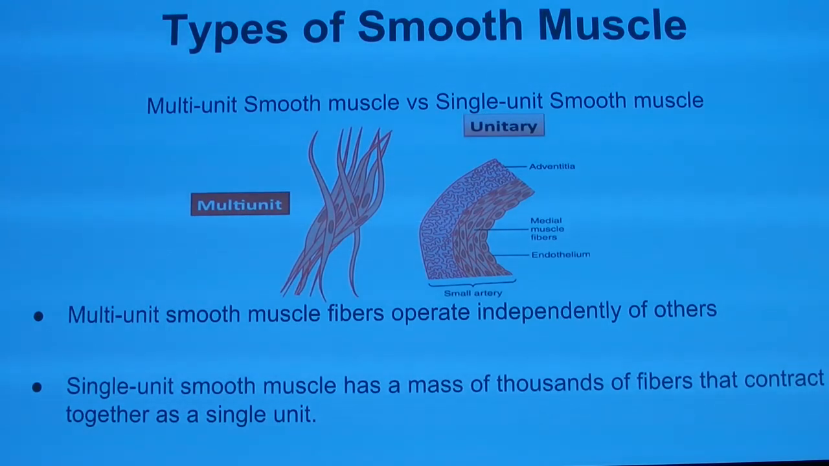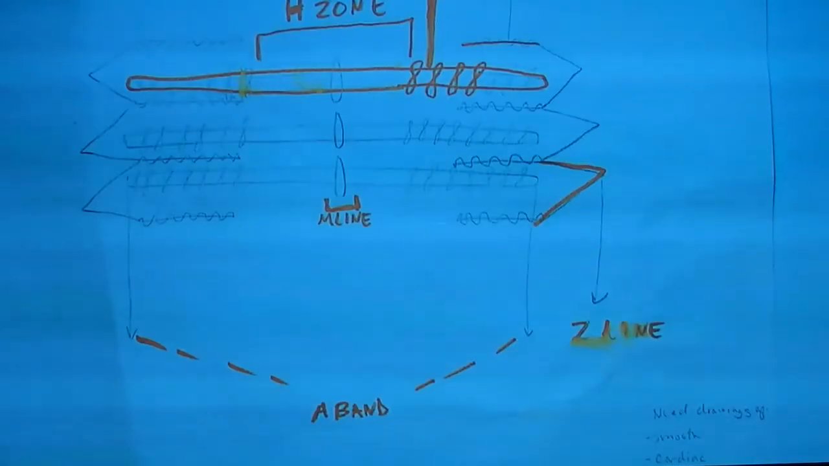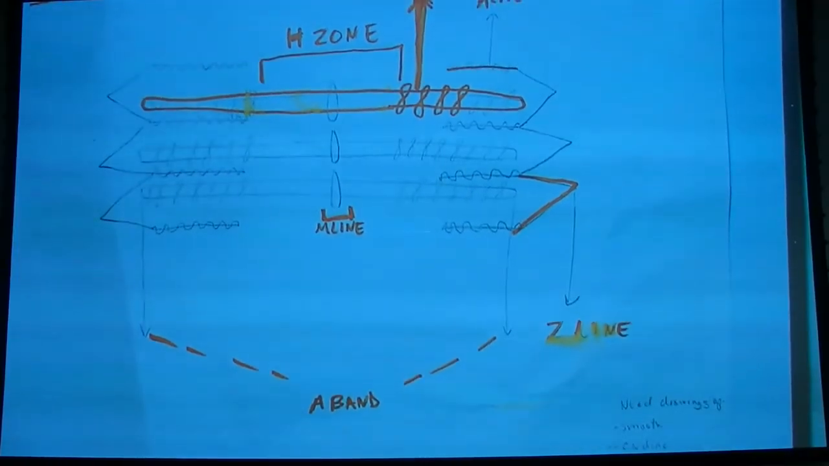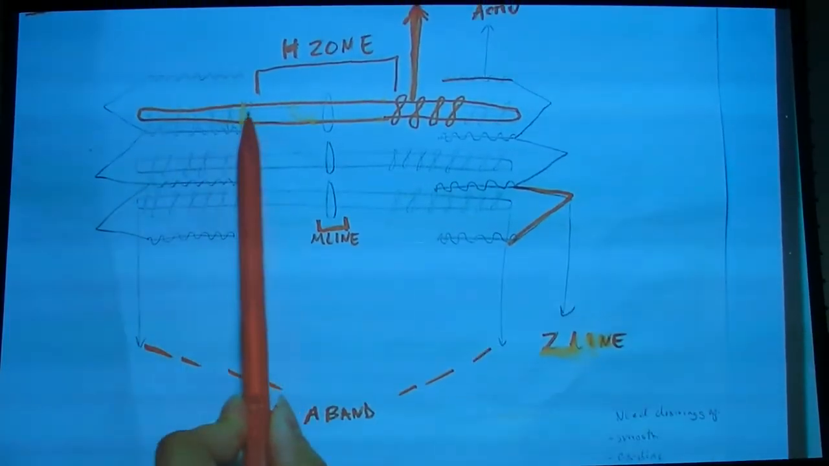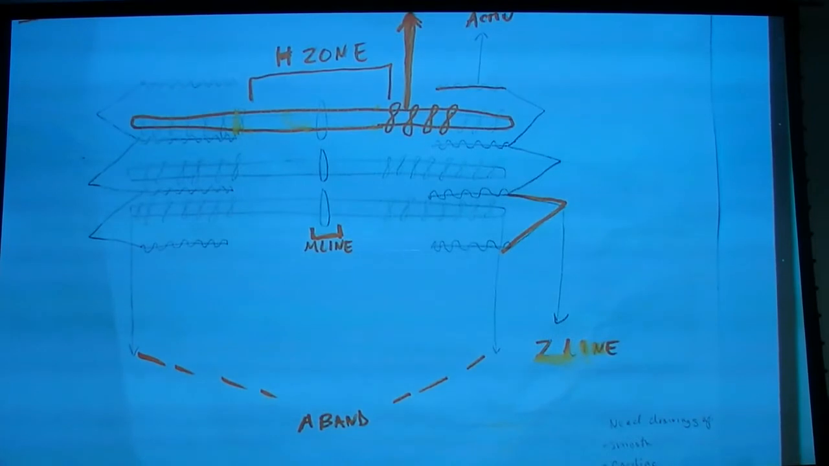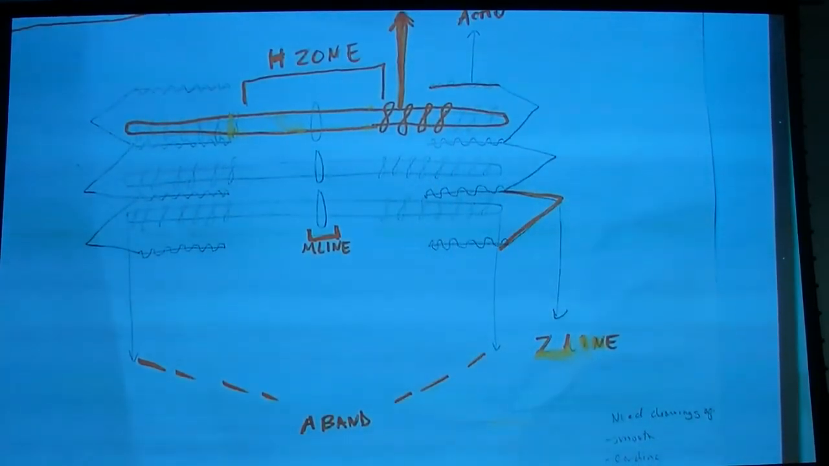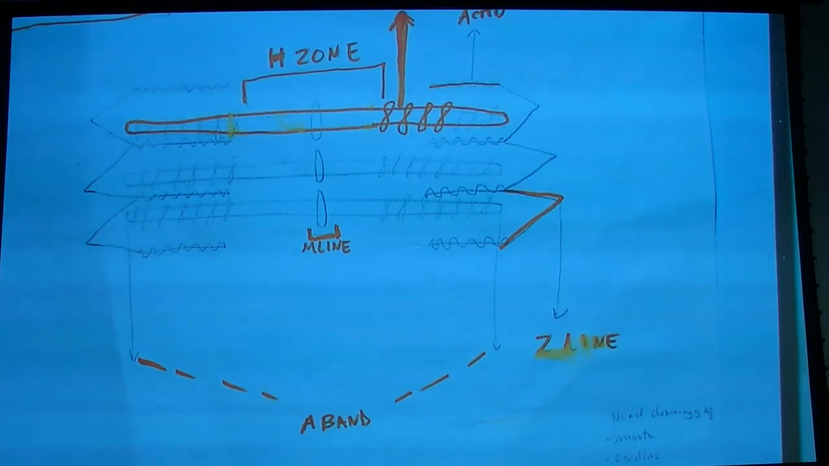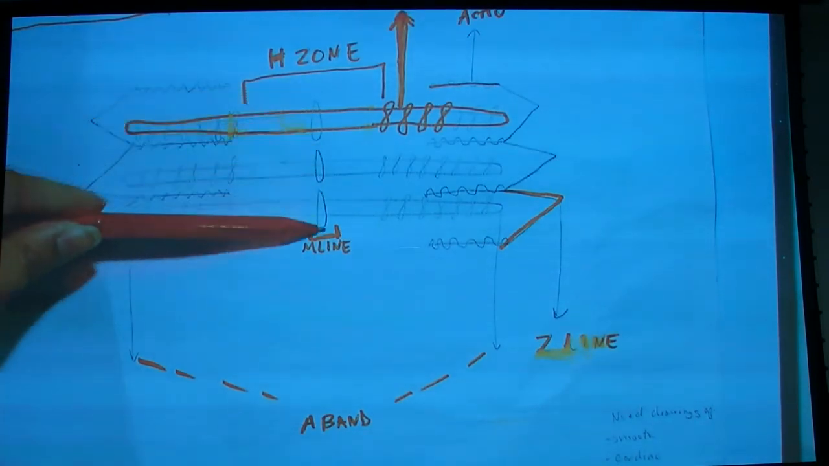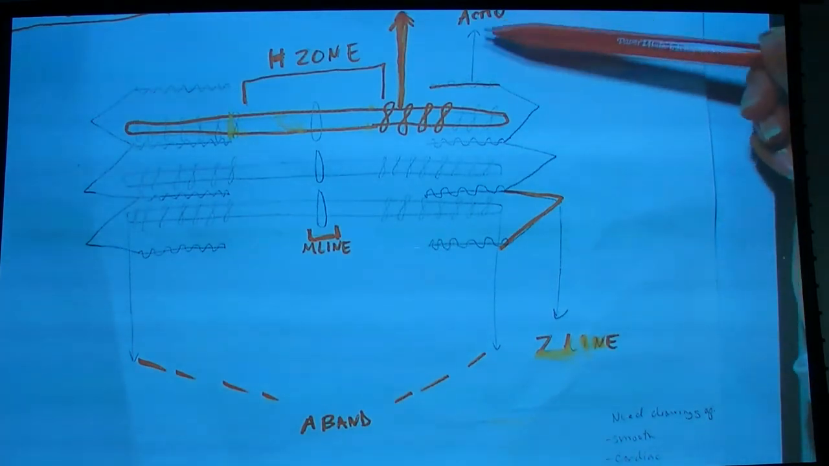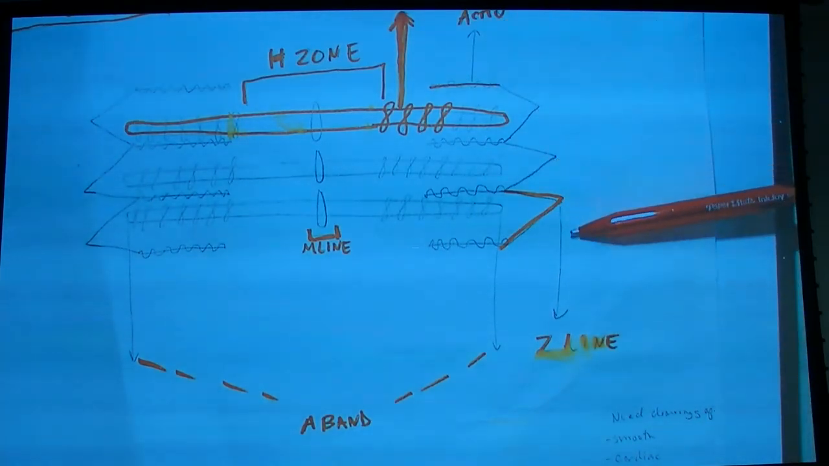So what makes these fibers work? Let's take a look at a sarcomere structure. Here we have a sarcomere which contains thick and thin filaments. We have the thick filaments here, which is myosin. We have the thin filaments here, which is made of actin. The thick filament myosin is anchored at the M line, which is shown here. This is the M line. The thin filament actin is anchored at the Z line, which is shown here.